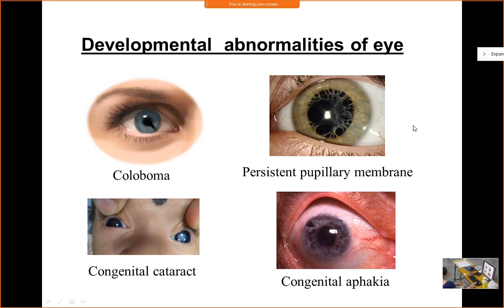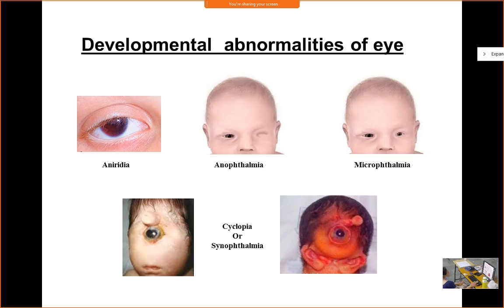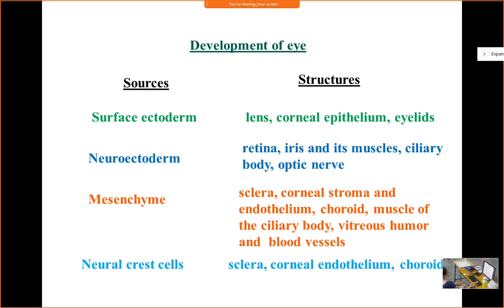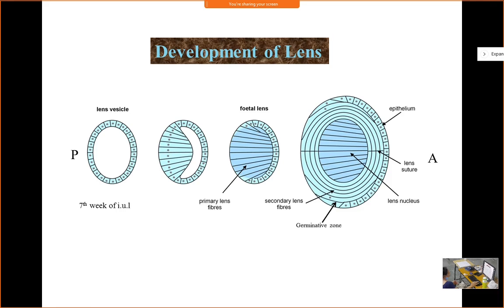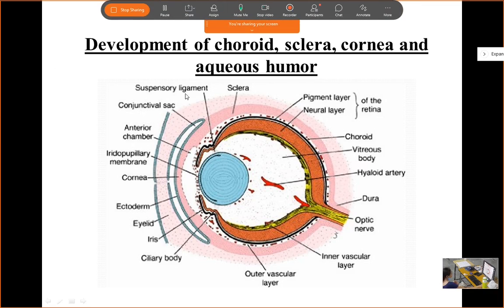I have not kept that slide, the eyelids. So the eyelids are formed by the surface ectoderm. There are two folds that form in front of the cornea. Here the eyelid is forming. So the eyelid is formed in front of the cornea.